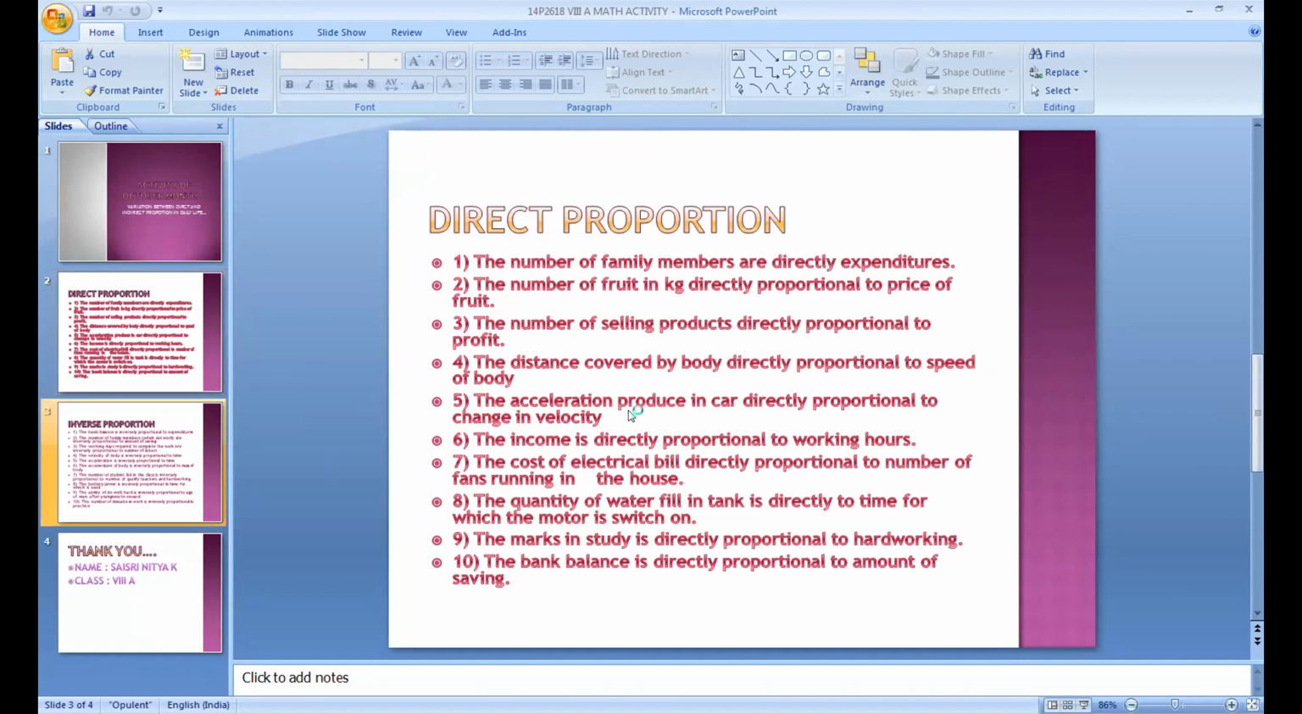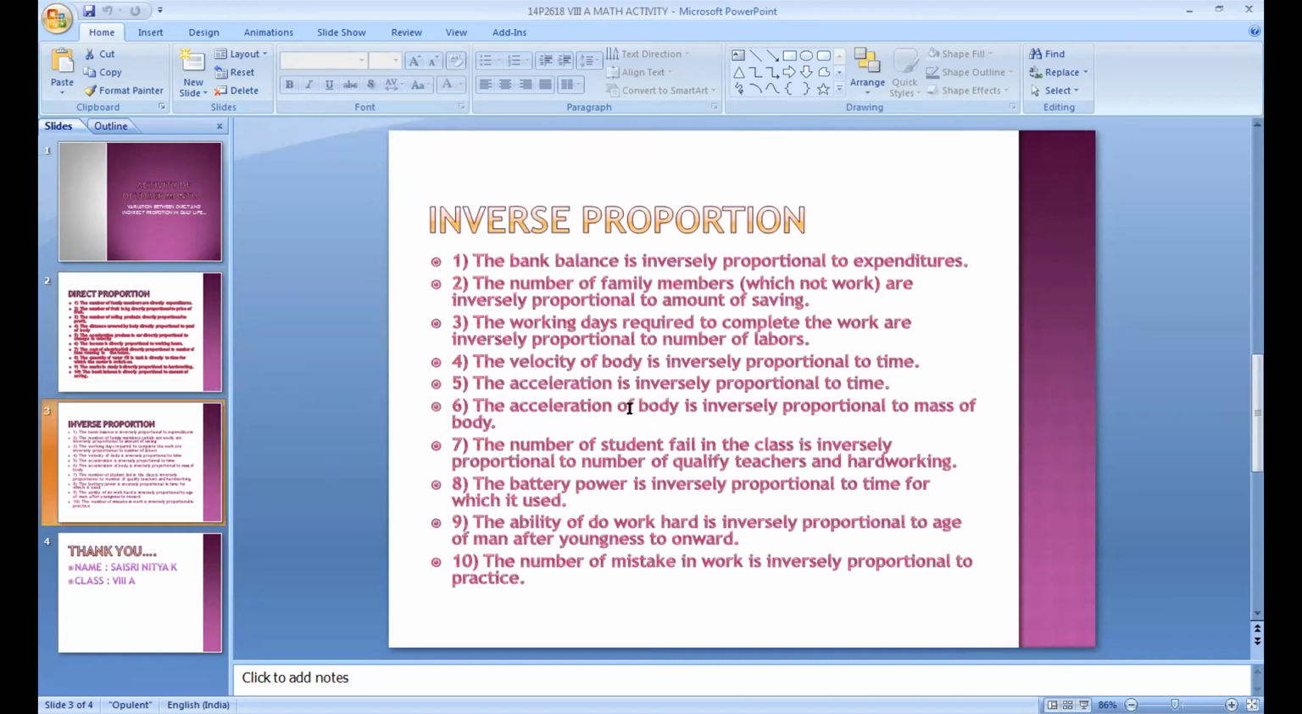Thank you so much, Nitya. Nice things you are adding here, lively examples. Very good. Next, inverse proportion. Bhavya, can you please read the inverse proportion examples?